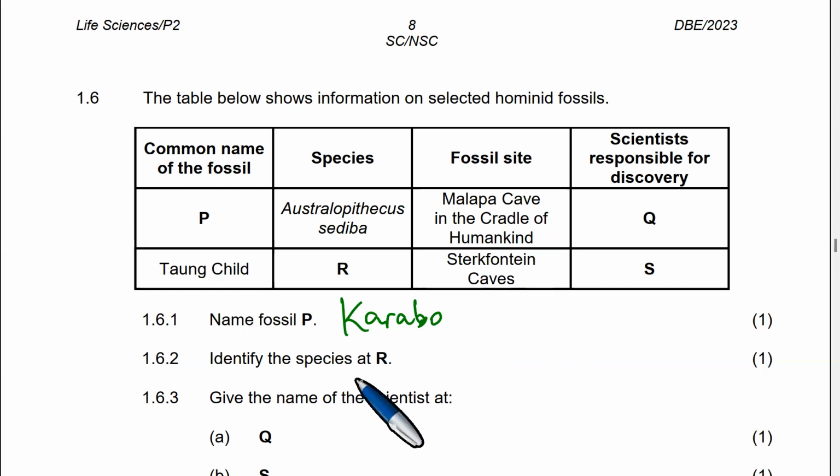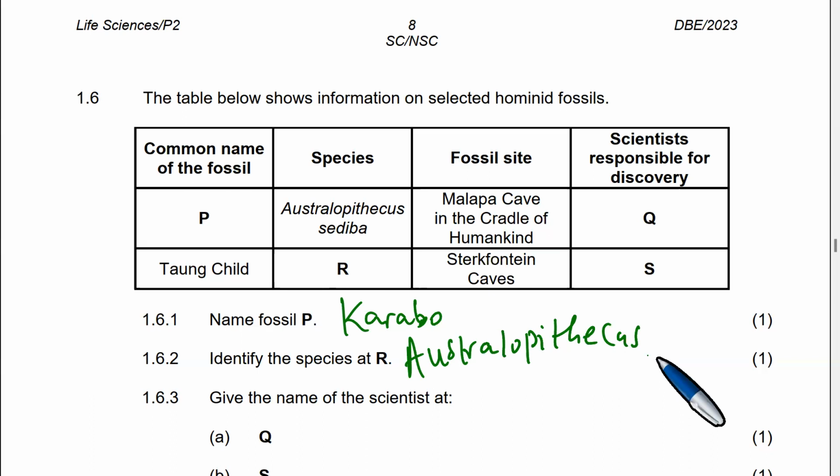Right, identify the species at R. The species at R for the Tung child. What species were there for the Tung child? Now the common name of the fossil is the Tung child, but what are the species? The species are the Africanus. Yes, Australopithecus africanus.